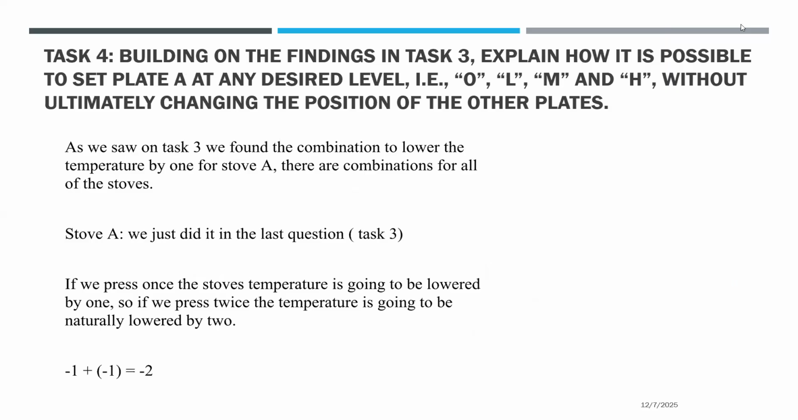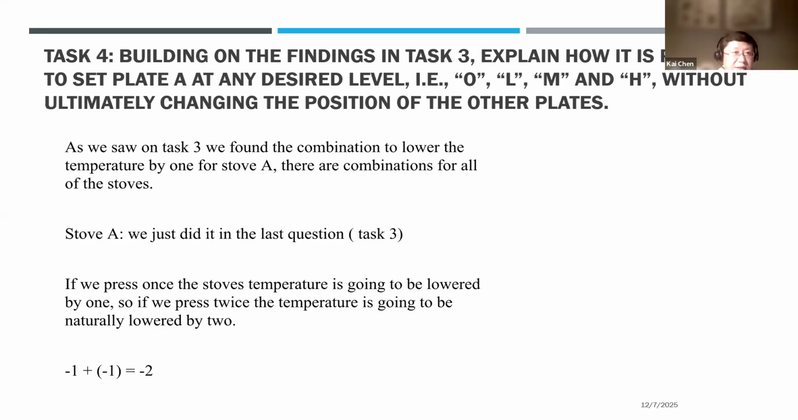And for task 4, as we saw in task 3, we found the combination to lower the temperature by 1 at stove A. There's a combination for all of the stoves. If we want to change the temperature by any amount, we can press the combination multiple times to change it as many times as we want. If we press the combination once, we change the temperature by minus 1. If we press the combination twice, it's minus 2.